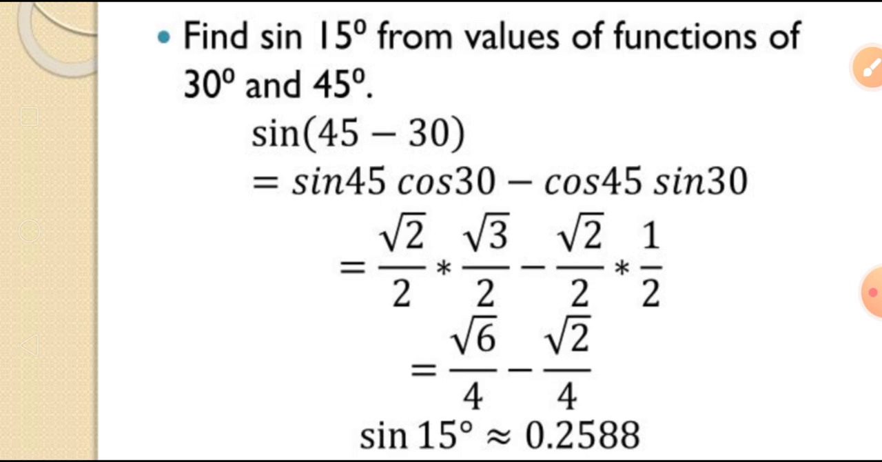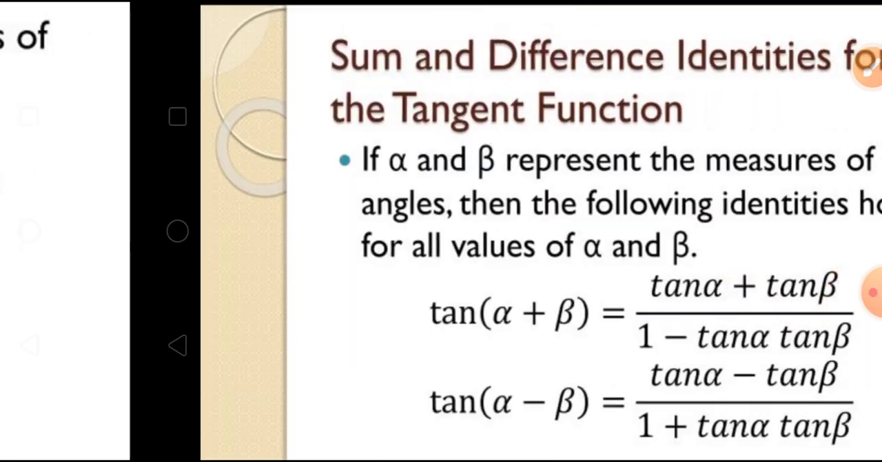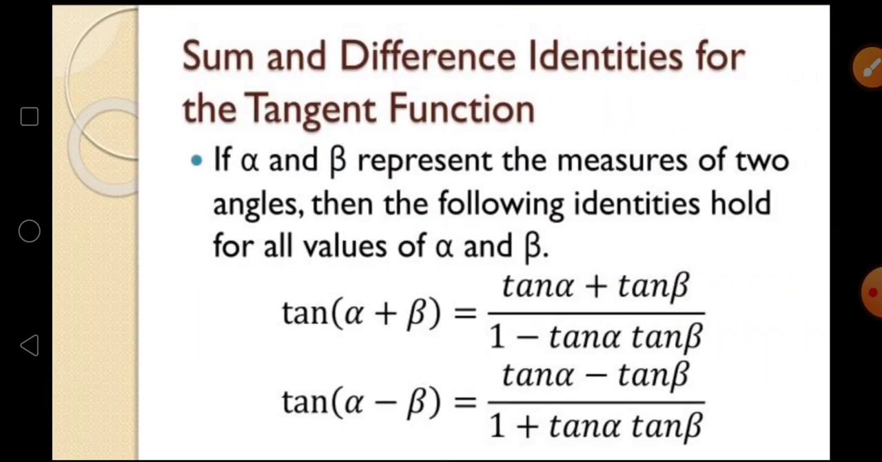Now you substitute the values. When you simplify these, we have root 6 minus root 2 divided by 4, which is equivalent to 0.2588. So sin 15 degrees is equivalent to 0.2588. Next we see the tangent function.